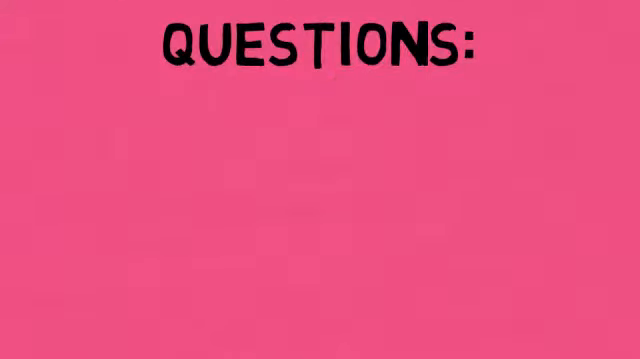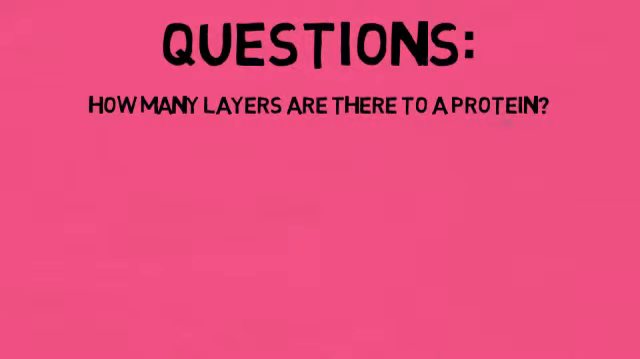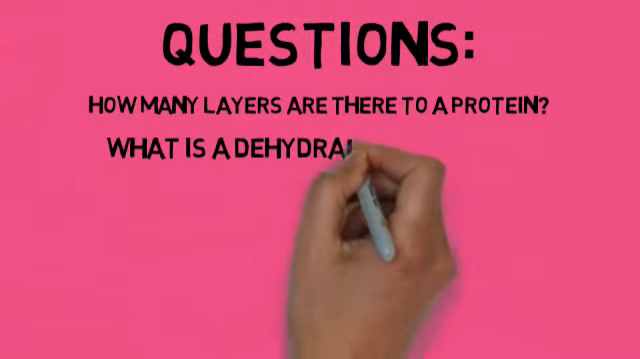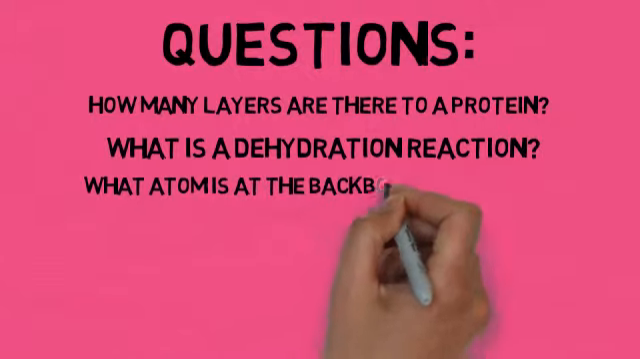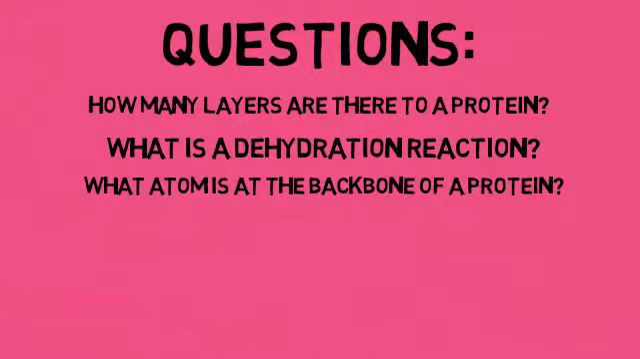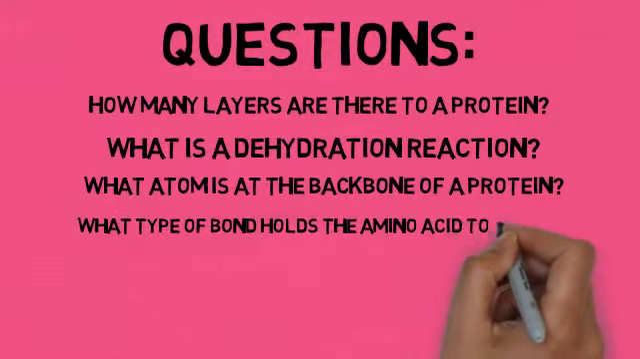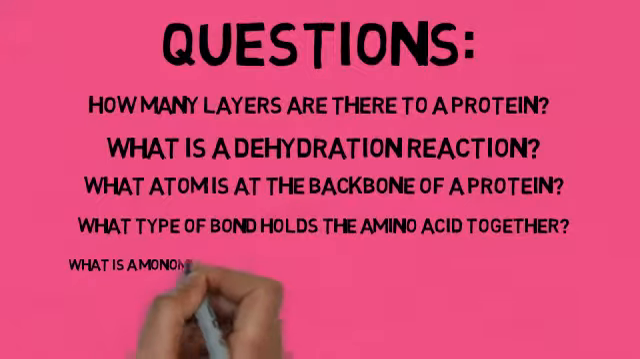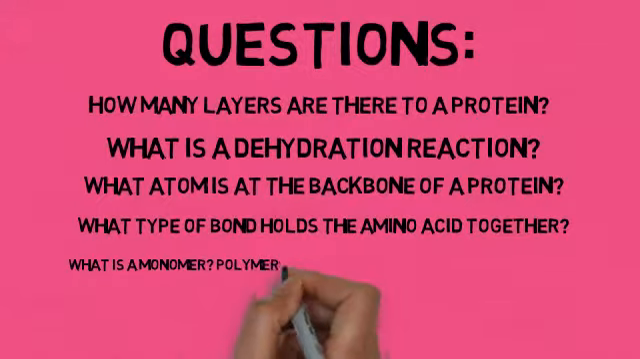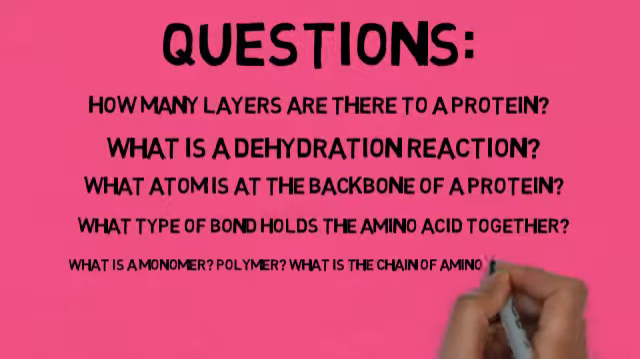Questions. How many layers are there to a protein? What is a dehydration reaction? What atom is the backbone of a protein? What type of bond holds the amino acid together? What is a monomer? What is a polymer? What is the chain of amino acid called?